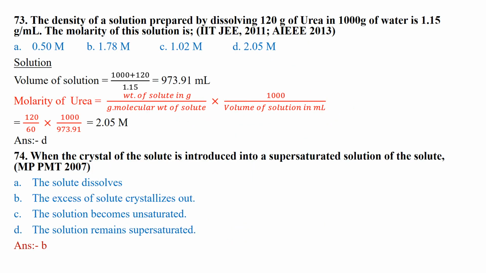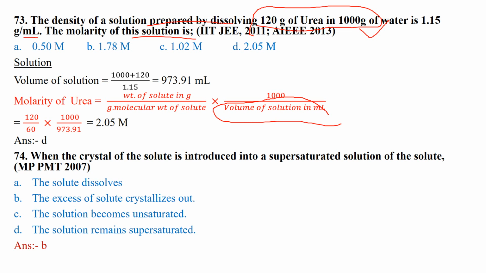Next question: the density of a solution prepared by dissolving 120 gram of urea in 1000 gram of water is 1.15 gram per milliliter. Then find the molarity of the solution. We have to calculate the molarity of the urea solution. To calculate the molarity, first we have to calculate the volume of the solution. Volume of solution is not given here, right? We have to calculate it.